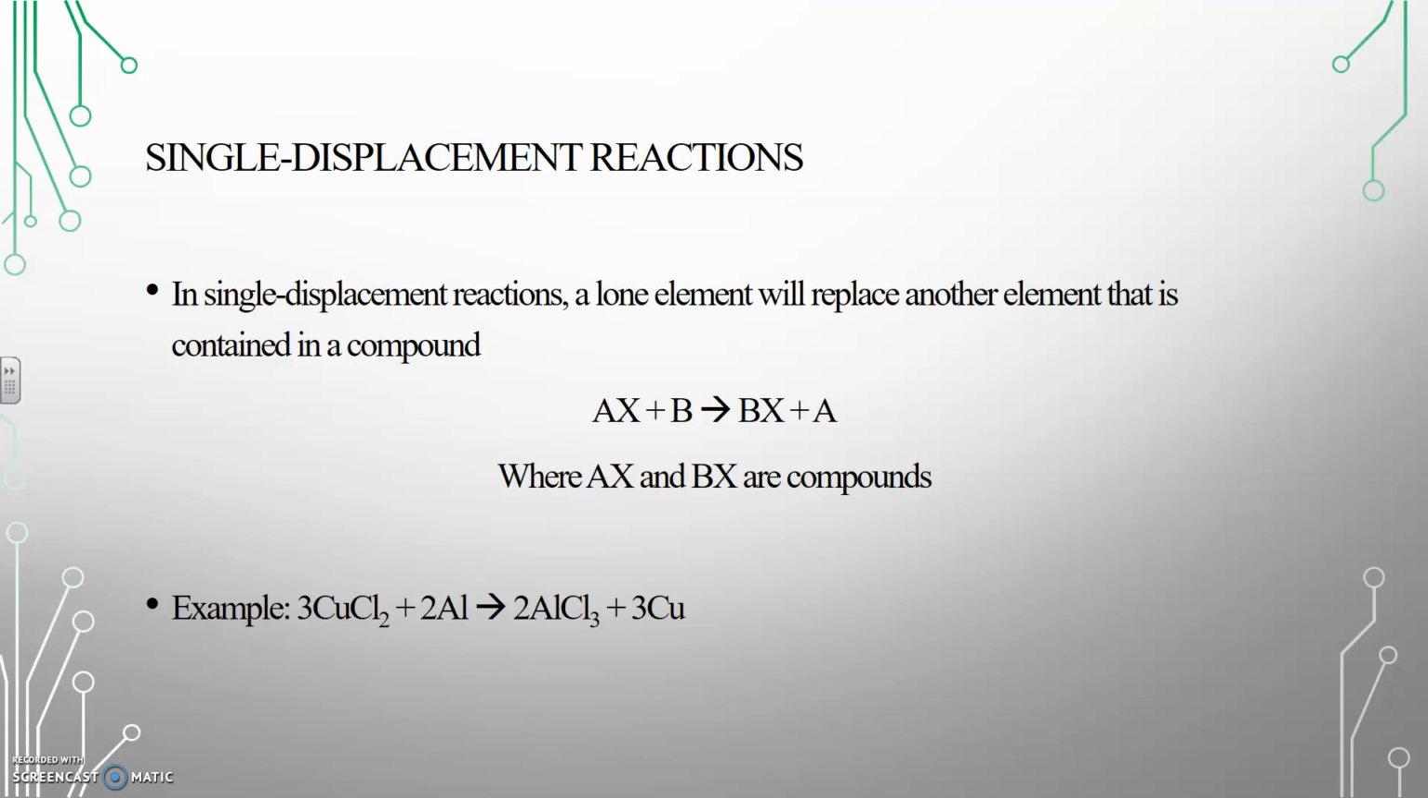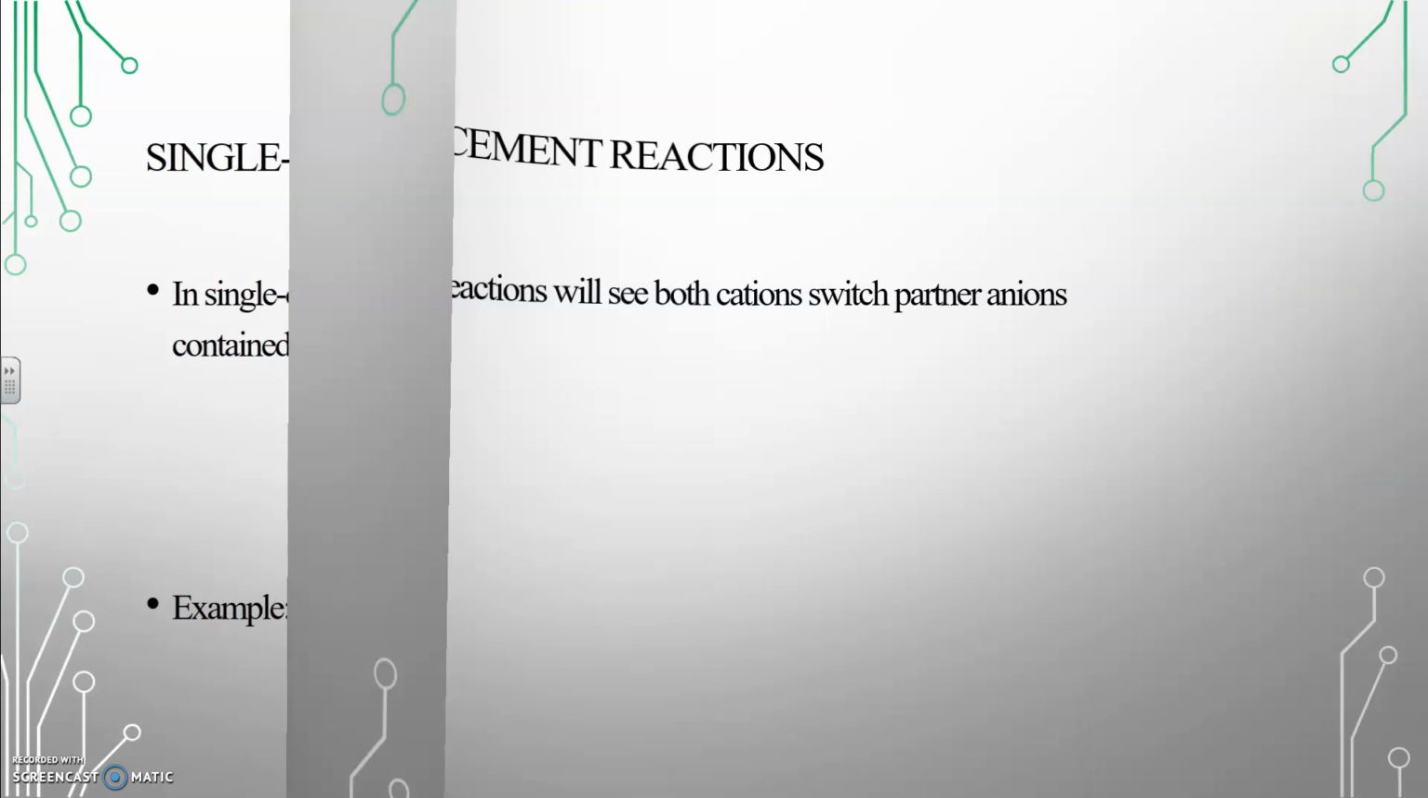We have 3CuCl2, okay, and then 2 aluminums. So the aluminum is going to come in and kick the copper out and take its place. So then you get aluminum chloride. And then you have copper sitting out there on its own at the end.